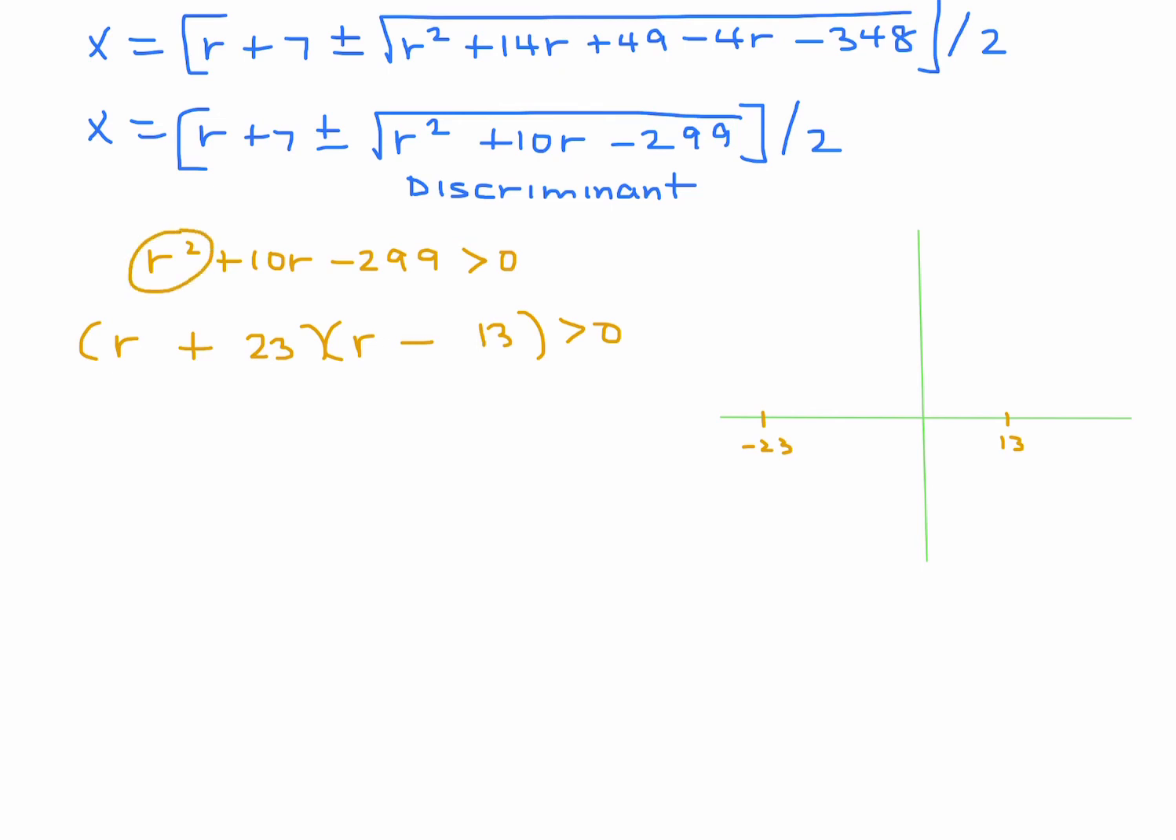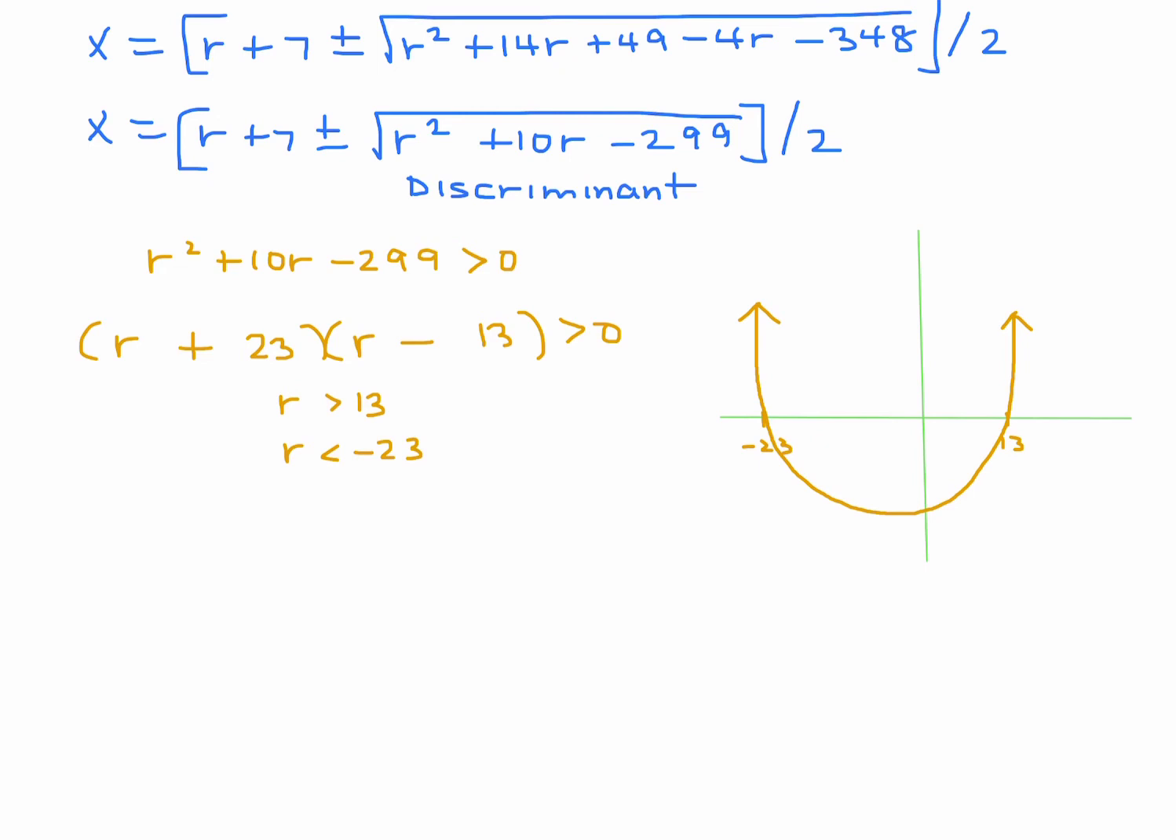And because this is a positive coefficient, it's going to open upwards. So basically the graph is something like this. Something like that, right? So that means it's above 0 when r is either greater than 13, as you can see here, or when r is less than minus 23. All right, so that's very helpful.